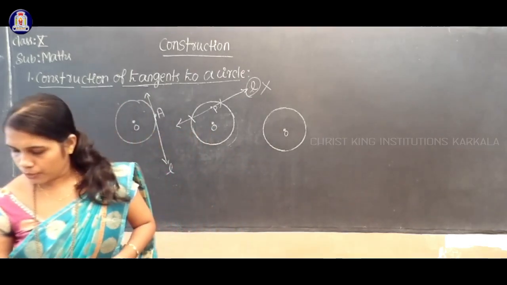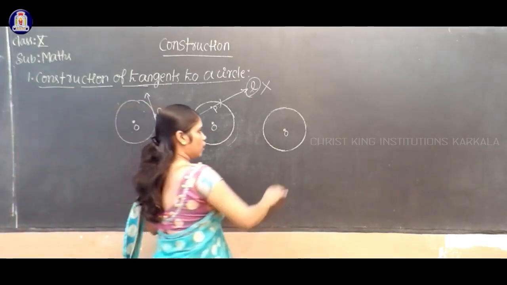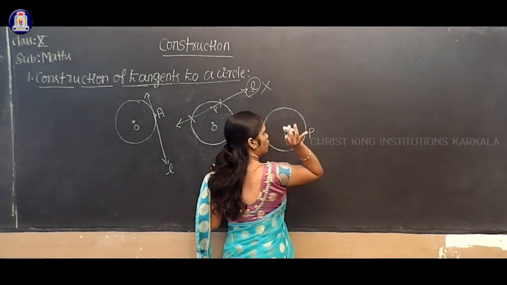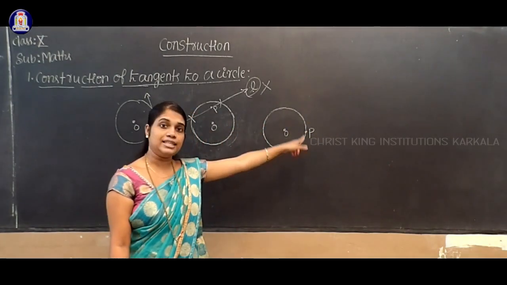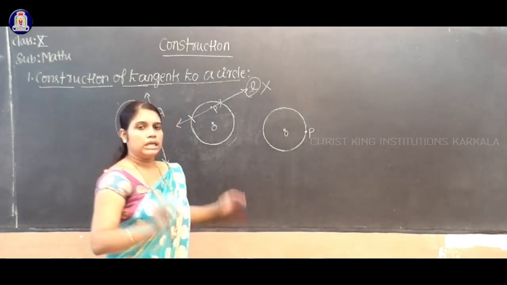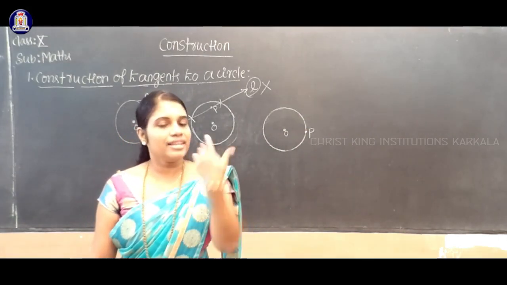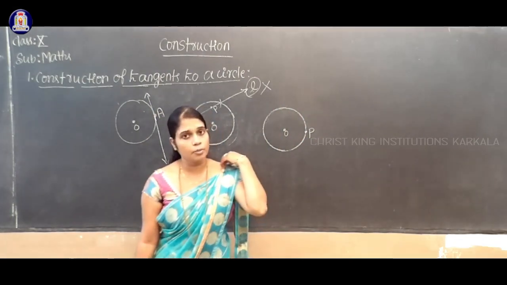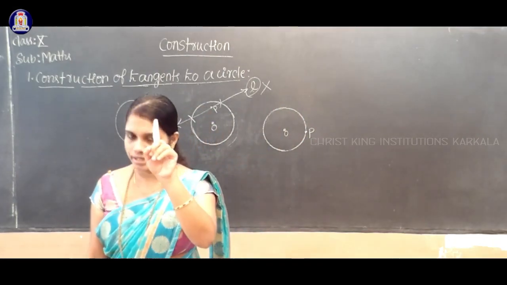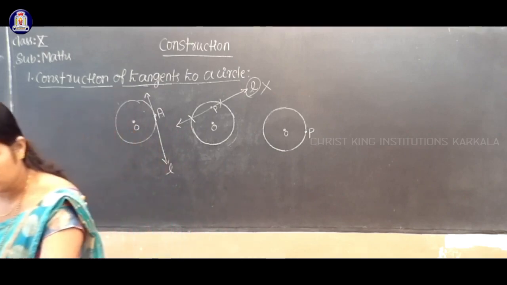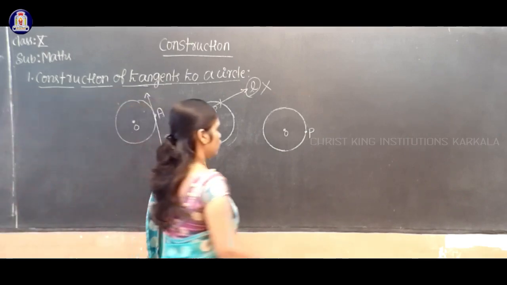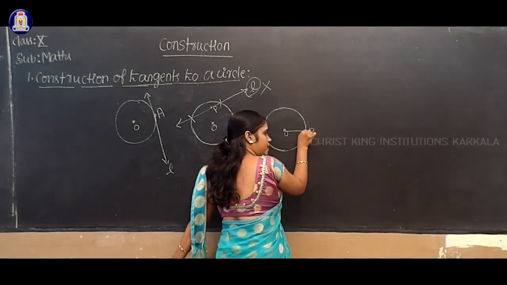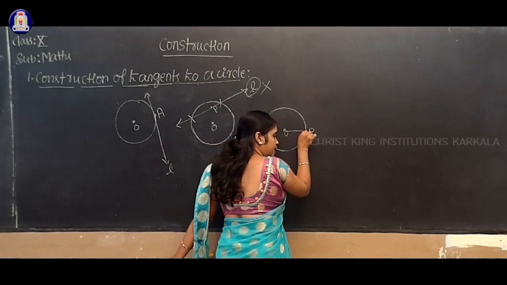Now I will consider one point on this circle, that is P. How many tangents can you draw through this point P? Only one tangent. Only one tangent we can draw. How? See, if I join OP, this OP is nothing but your radius.